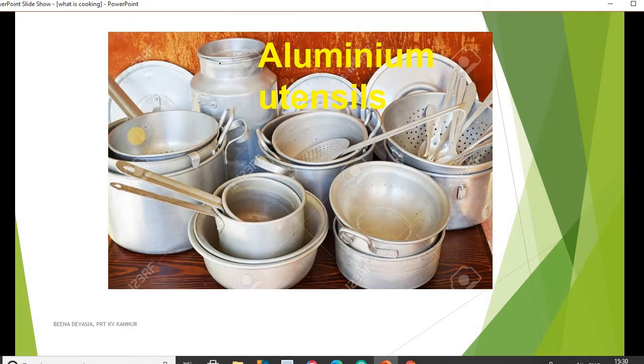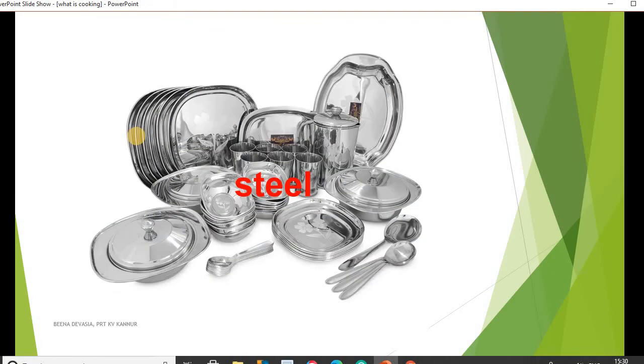Another metal that is used in preparing utensils is known as aluminium. You may have seen such utensils at home, but it is said that we should avoid using aluminium as it is harmful to our health. Steel. You can see utensils of steel at home. You can see plates, glasses, spoons, and some of the cooking utensils too made up of steel.